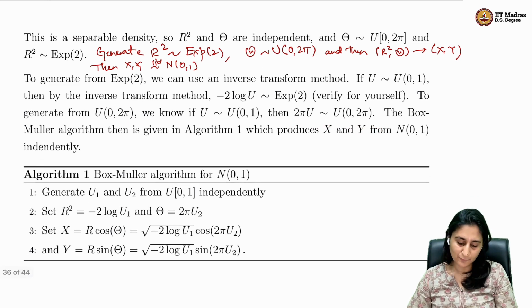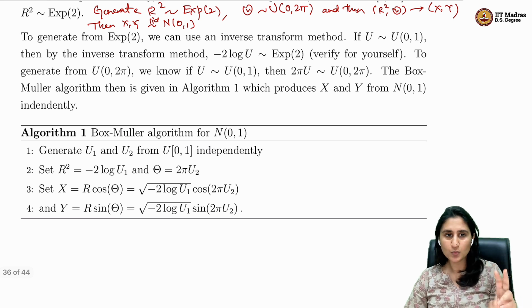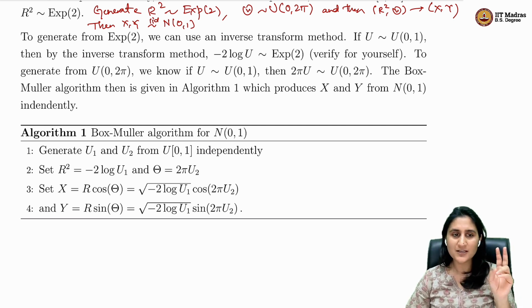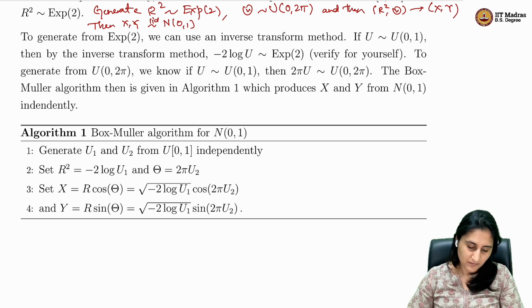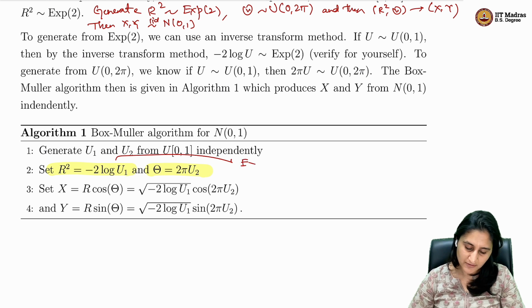Which means that we finally get the following algorithm. This is the Box-Muller algorithm. We generate two uniforms u1 and u2 independently from uniform 0, 1. We set r squared to be equal to minus 2 log u1 and theta to be equal to 2 pi u2. That means this part is now exponentially distributed with rate parameter 2, and this part is uniformly distributed between 0 and 2 pi.